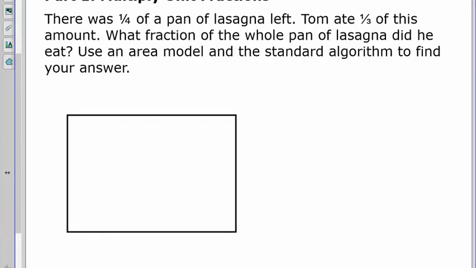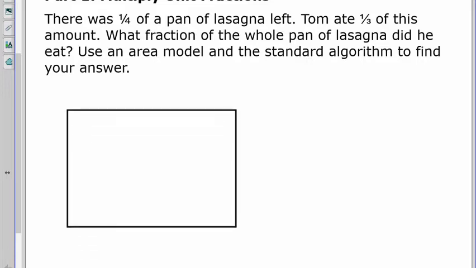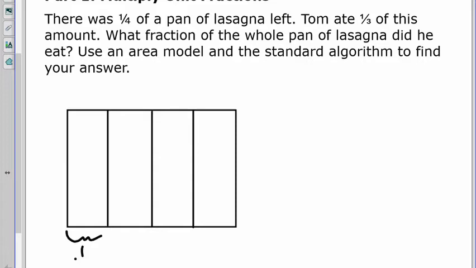All right, so here is our full pan of lasagna. And we're told from the beginning that there was 1/4 of it left over. So I'm just going to break this pan into fourths. So here is in half. And half of a half is a fourth. And 1/4 of it would be right there. So I'm going to shade that in.